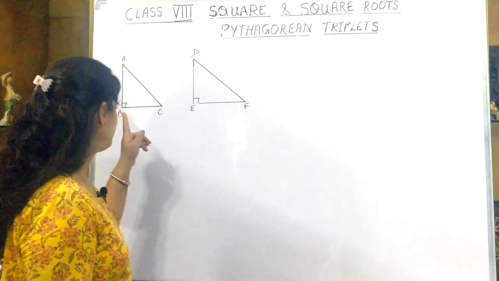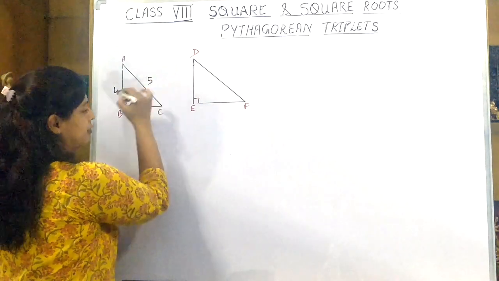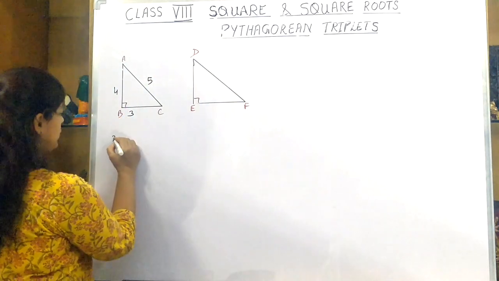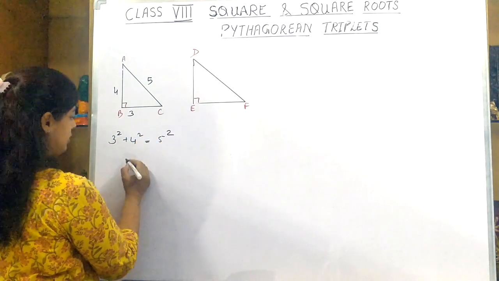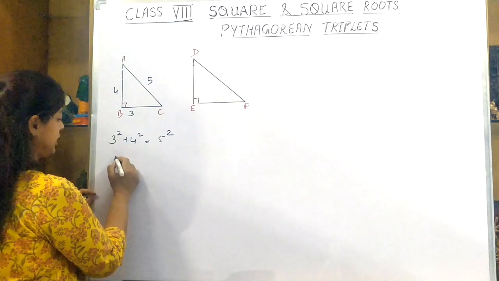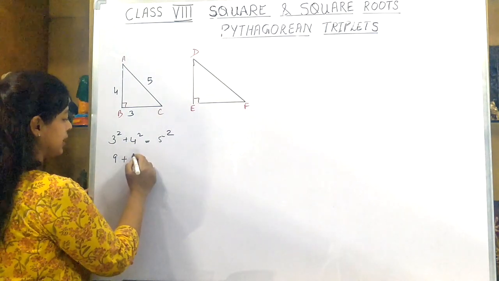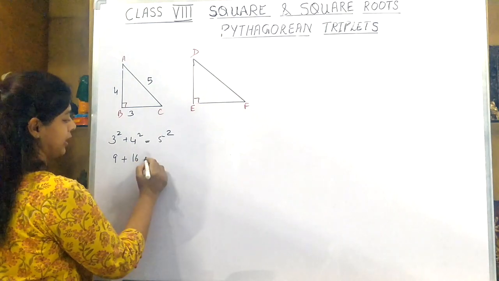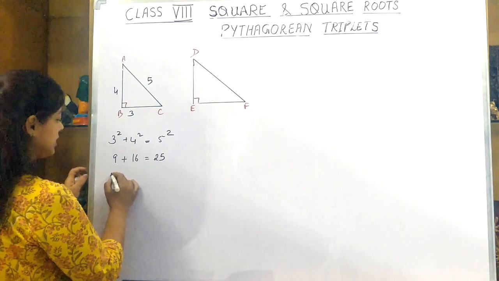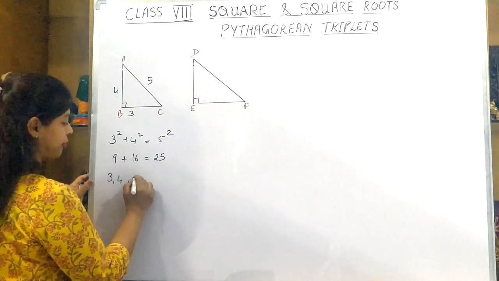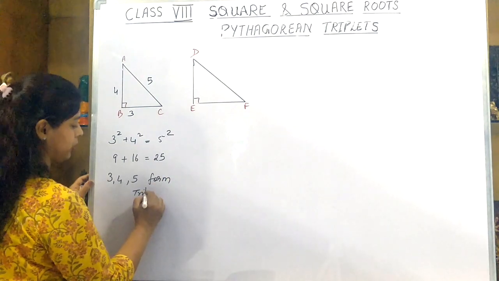For example, if I have this triangle with sides 3, 4 and 5. So 3 square plus 4 square is equal to 5 square. I can verify this: 3 square is 9 plus 4 square is 16, 9 plus 16 is 25, which is equal to 5 square, which is also 25. This is a basic triplet which we have. So here I can say that 3, 4 and 5 form a Pythagorean triplet.